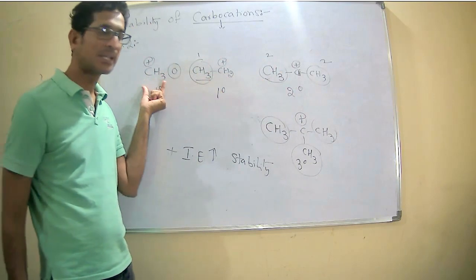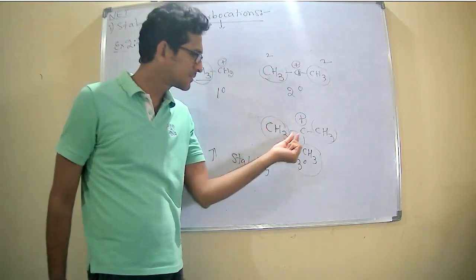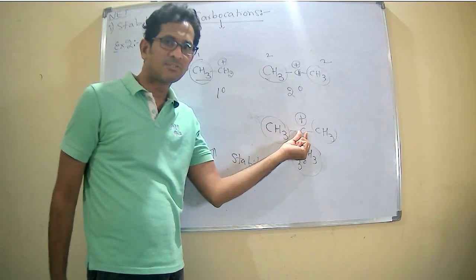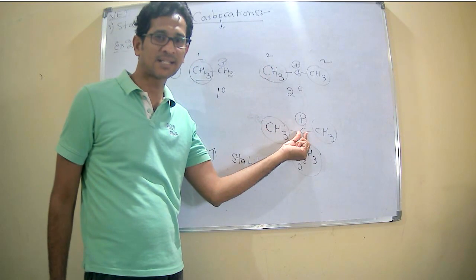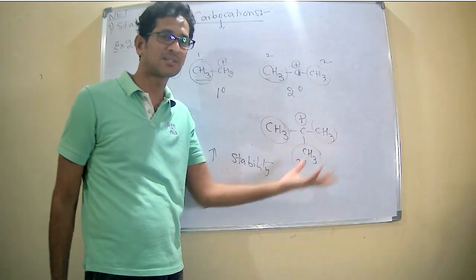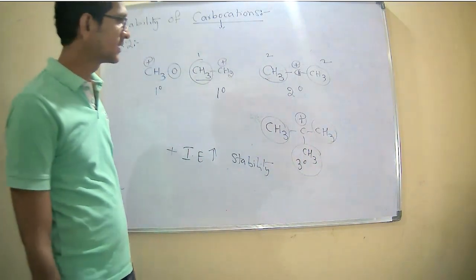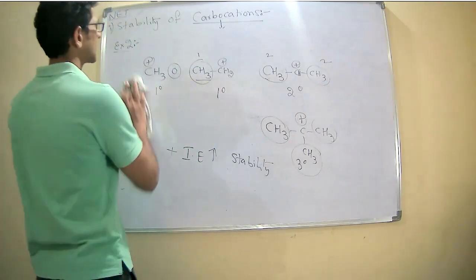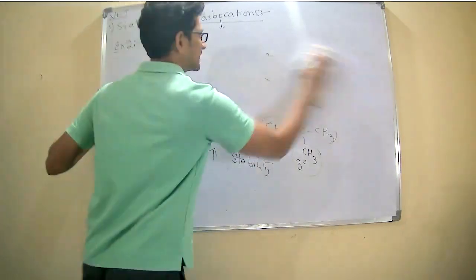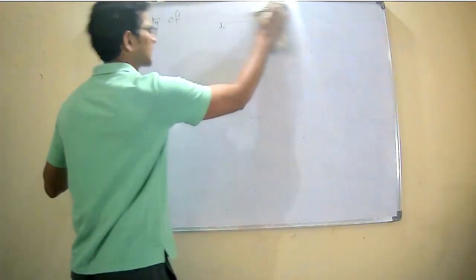And finally, the methyl carbocation. The reason is, as the electron releasing groups increase, it will be neutralized readily. Once it is neutralized, that is a stable compound. So this is about the carbocations. Next, carbanions.